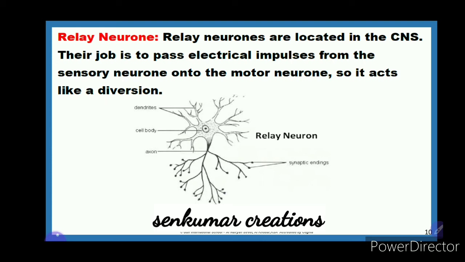You can see the structure of this relay neuron: the dendrites are present, the cell body is present, the axon and synapse are present. So this is the structure. You can see how it looks, and the different structures of the three different neurons found in our body. Okay students, next we will see.